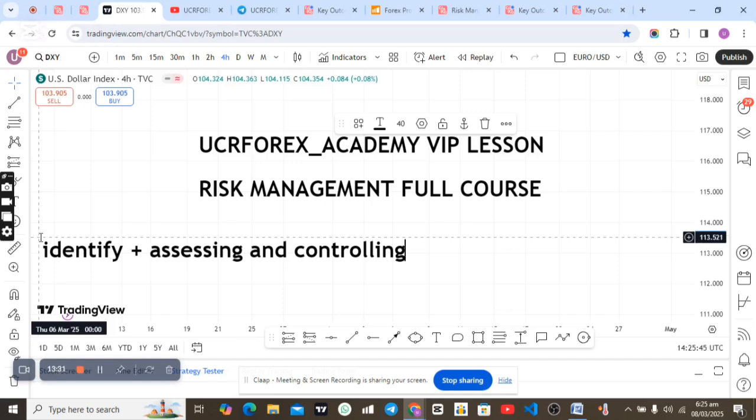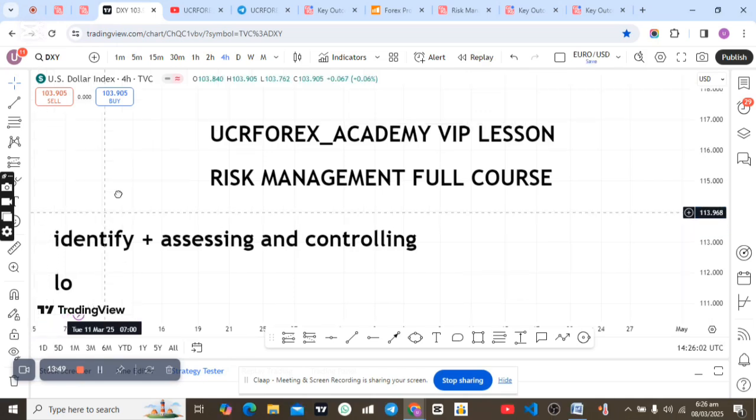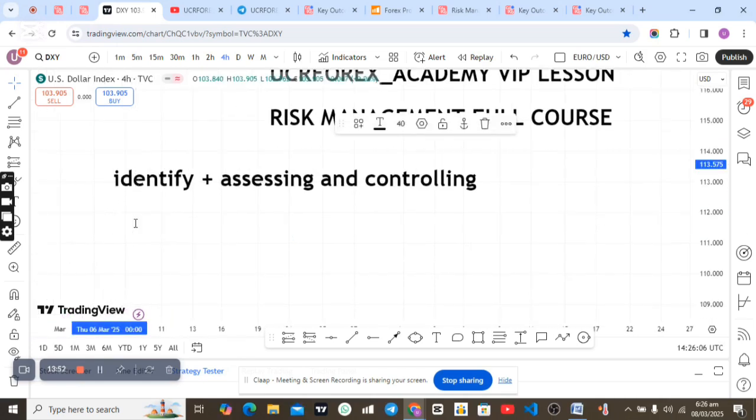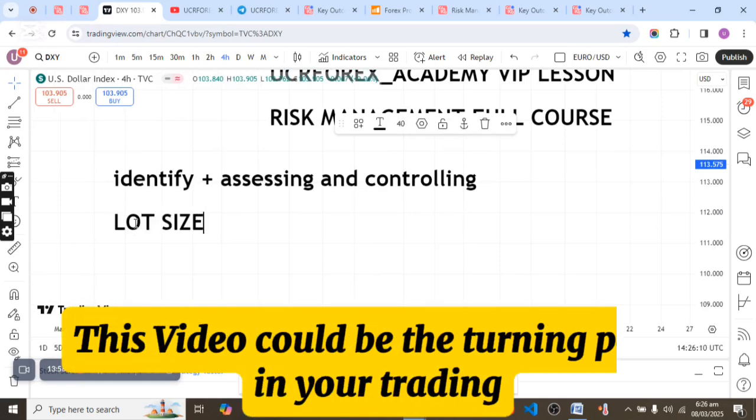So that is why you need to understand that risk management is very, very important in the forex market. The goal is to enable you to minimize your risk and to maximize your profit so that your profit can be more than your risk. It involves position sizing. When I mean position sizing, I mean lot size. So lot size is one of the most key things that can enable you to practice good risk management.